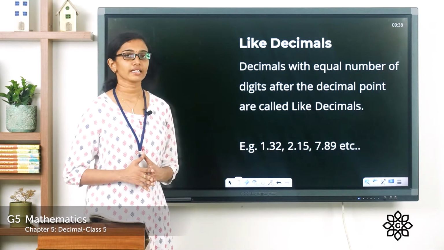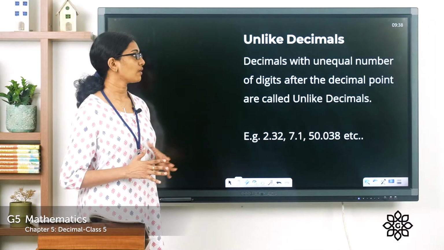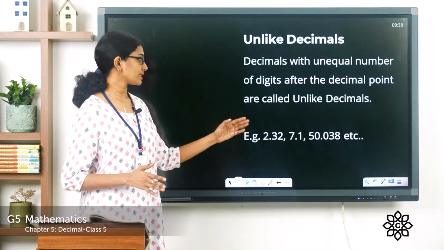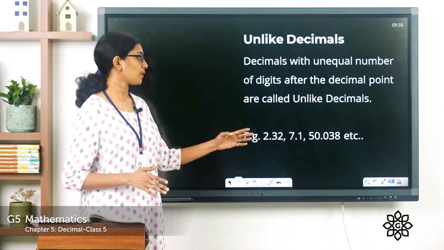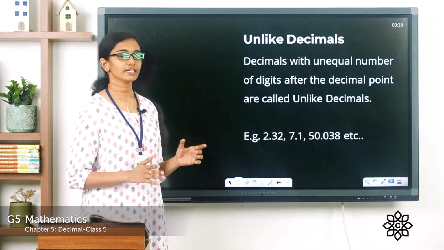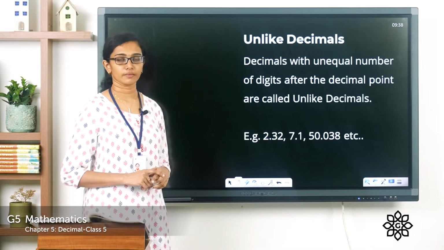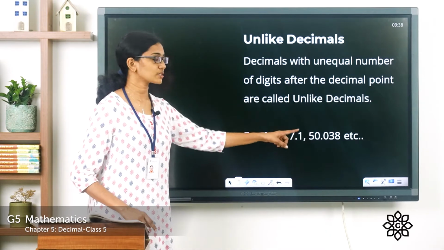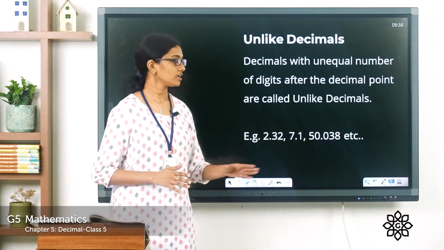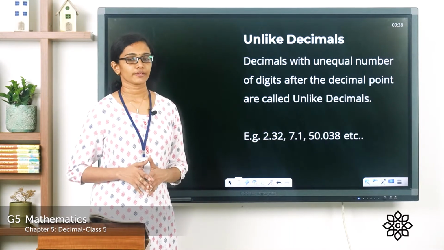Now what could be unlike decimals? Unlike decimals are those which have an unequal number of digits after the decimal point. Just like these numbers given here: 2.32, 7.1, 50.038, etc. In the first number, there are 2 digits after the decimal point. In the second number, there is only 1 digit after the decimal point. And in the third number, there are 3 digits after the decimal point.